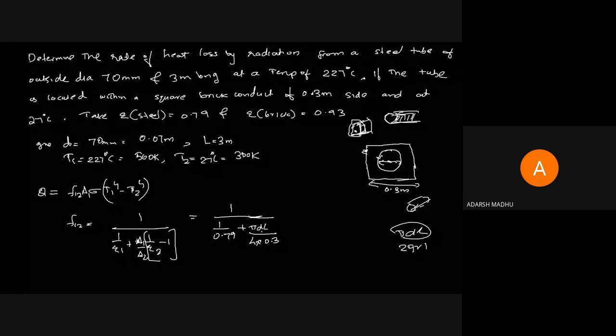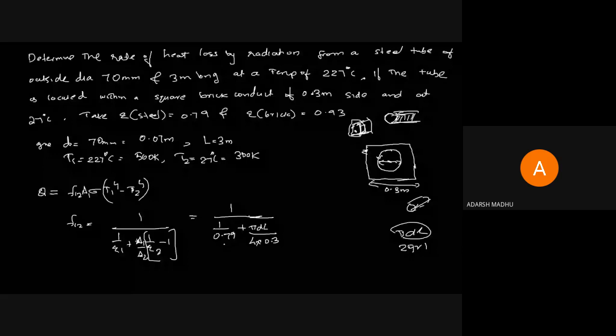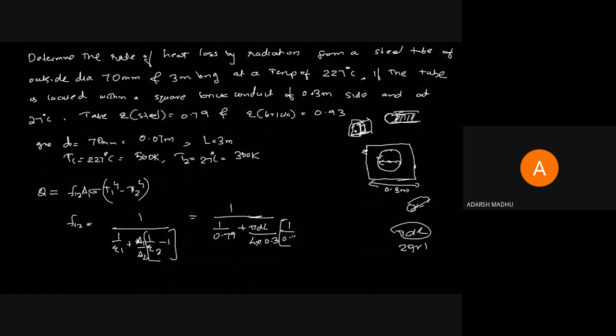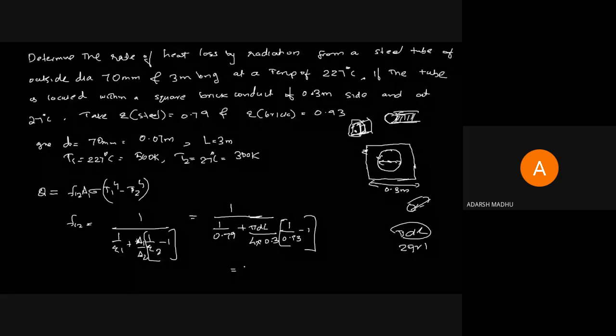A1 is pi dl, diameter is given, length is given, and A2 means perimeter into that length, 0.3 into 4, into 0.13 into 1 by epsilon 2 minus 1. That is 1 by epsilon 2 is 0.93 minus 1. We will get the value as 2.